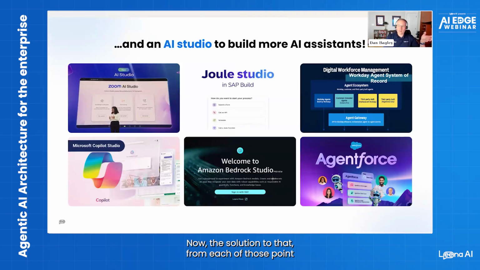Now, the solution to that from each of those point solutions is to open up what they call studios. Studios are a way for a fragmented enterprise assistant to try to reach out into external systems. Most of the major players in this marketplace have launched studio products. Perhaps Microsoft and Copilot Studio is the most famous, but lots of these are coming down the pipeline. This is an attempt by these vendors to reach across the silos, but they're still fragmented and still grounded in those individual silos that they're in.